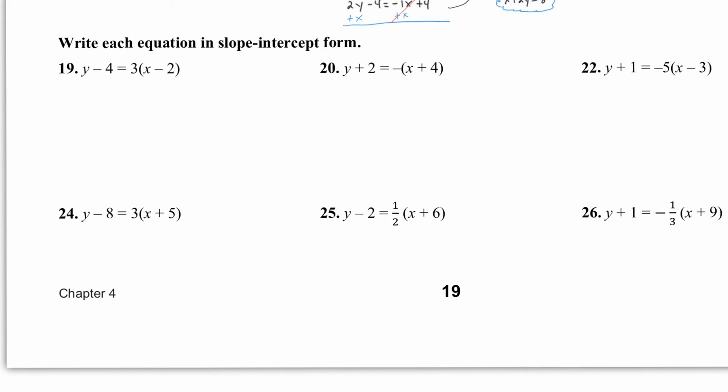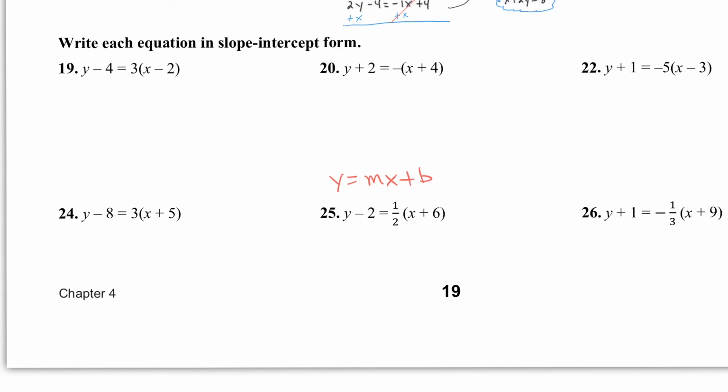So first of all, we do need to know what is the slope-intercept form. I'm going to do number 25 for you guys. So I'm going to put the slope-intercept form up here so we can actually see it when we are working with this equation. So the slope-intercept form is y equals mx plus b.